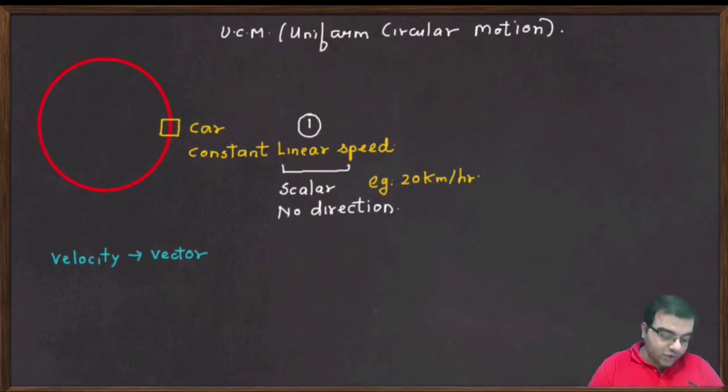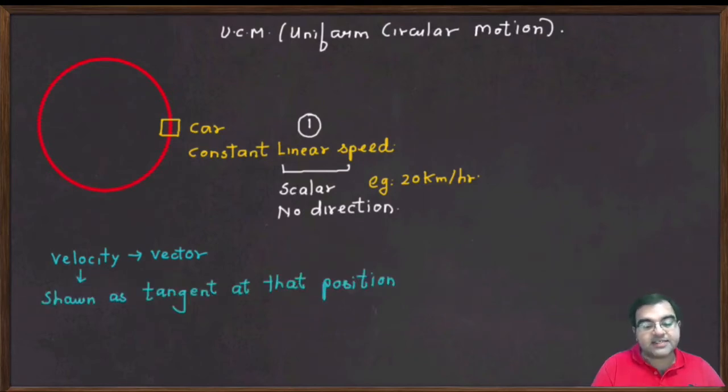Second, you need to focus on the velocity part. Now we all know velocity is a vector, and vector basically means it's going to have a direction. So to show this direction, we draw a tangent at that position. So if I have a car here at this position and I want to show the velocity of this car. Now velocity is similar to speed, but speed has got no direction. Speed has got just a value like 20 kilometers per hour. But velocity has a direction. So I have to draw a tangent at this position.